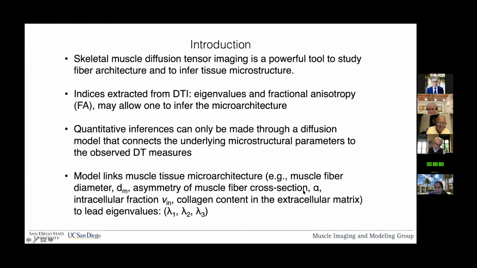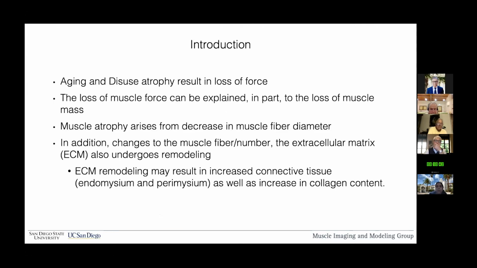To summarize, we felt that the gross measurements were not able to let us make enough inferences about the microstructure, and one needs to go to a model that links the microstructure to the gross measurements, because we are not looking at any measurements at the scale of the fiber diameter. Our voxels are more like 2.5 millimeters, especially in diffusion. So we need a model to link these two, and that's what we tried to do using two models. One is aging, the other is disuse atrophy.